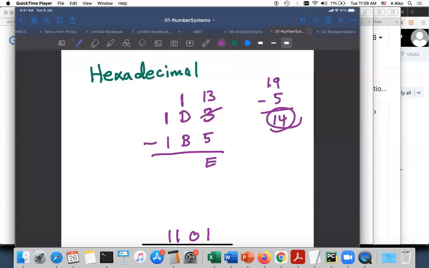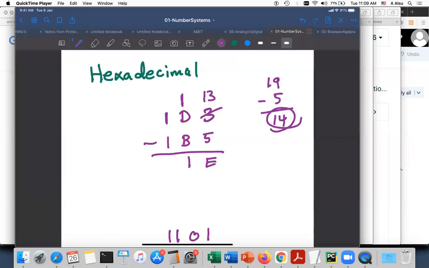D minus B. Okay, D is 13 and B is 11. Answer is 2, but we have a minus 1 here. Borrowing 1 here, right? So the answer is 1. And then 1 minus 1 is 0. Okay? So the answer here is 1E in 16.